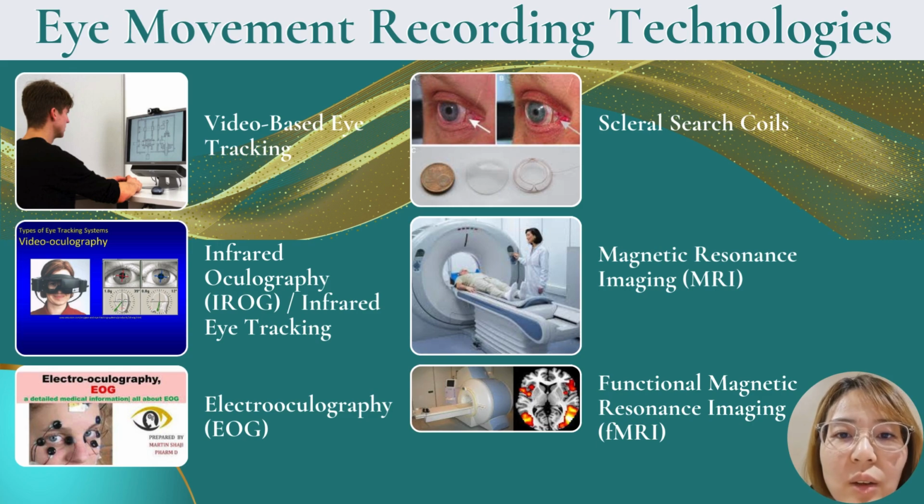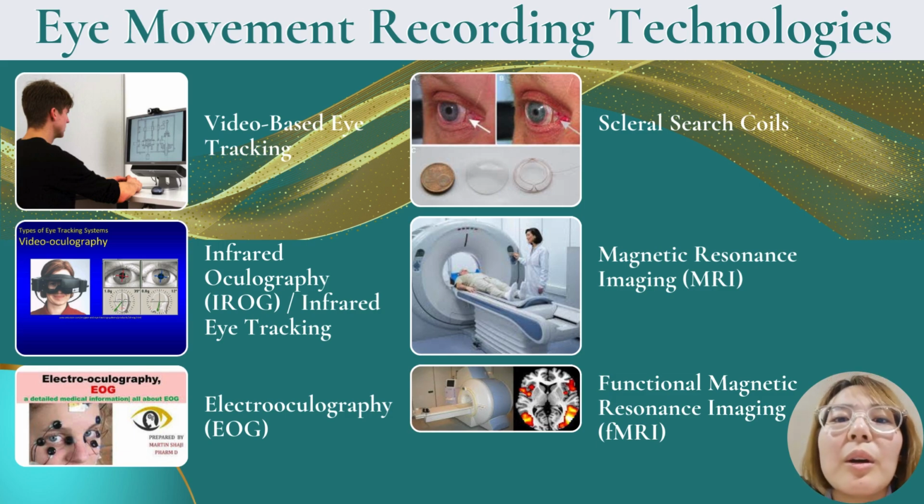Scleral search coils are used for very precise eye movement measurements. Here, a small coil is placed on the contact lens that's worn by the patient, and magnetic fields detect the coil's position as the eyes move. This method provides extremely accurate data, but is primarily used in controlled research environments since it's somewhat invasive.